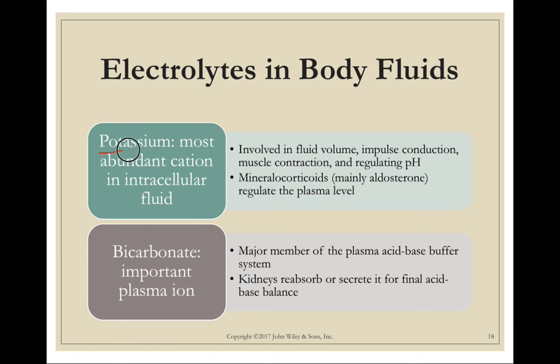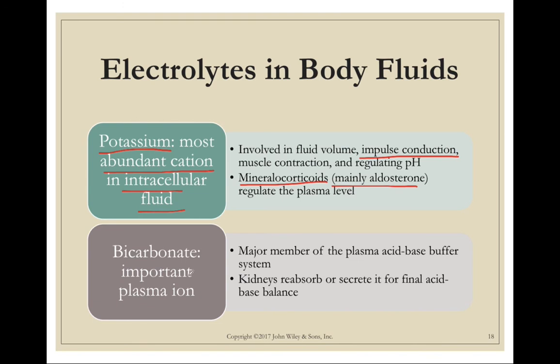Potassium exists in higher concentration on the inside of our cell. This is the most abundant cation in all of the intracellular fluid. We saw that potassium is in high concentration inside of the cell, and this will flow out of the cell in the attempt at a repolarization. So we'll also see that potassium plays a very big role in impulse conduction as well. This will also be regulated by aldosterone, which is a mineralocorticoid released from the zona glomerulosa of the adrenal cortex. We can relate potassium to muscle contraction as well as fluid volumes as well.